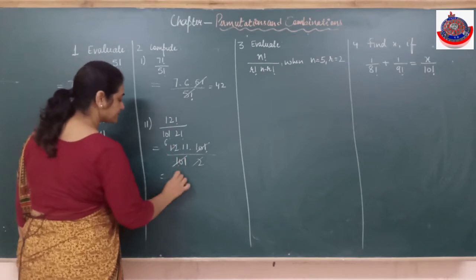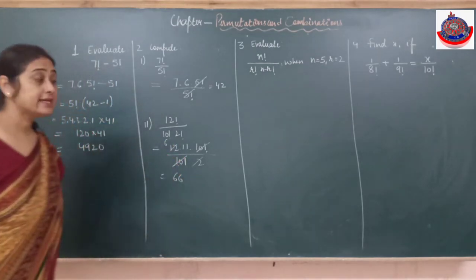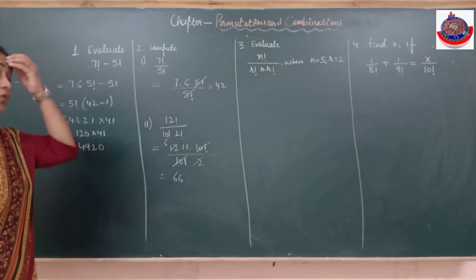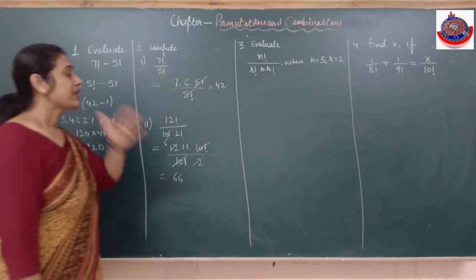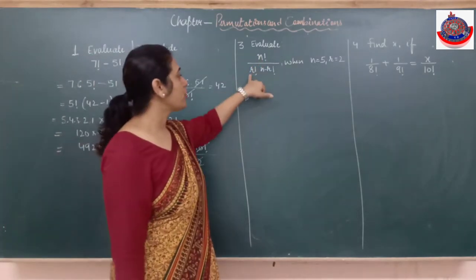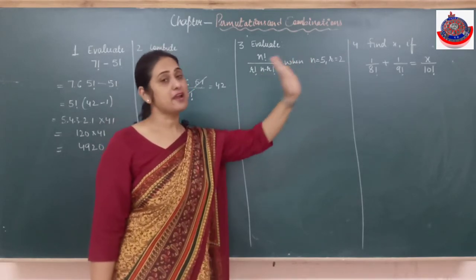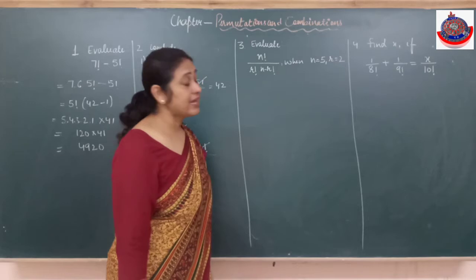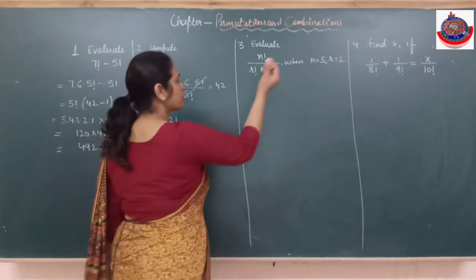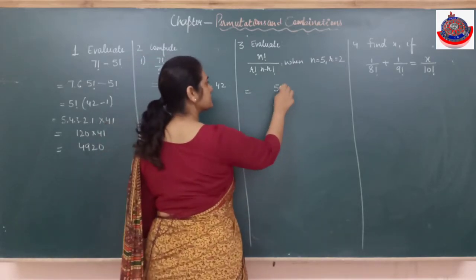Cancel. Clear? Alright. Now look at the third one. Very easy. I have to evaluate n factorial upon r factorial into n minus r factorial when the values of n and r are given to us. N is given to be 5, r is given to be 2. So just put the values, nothing else.